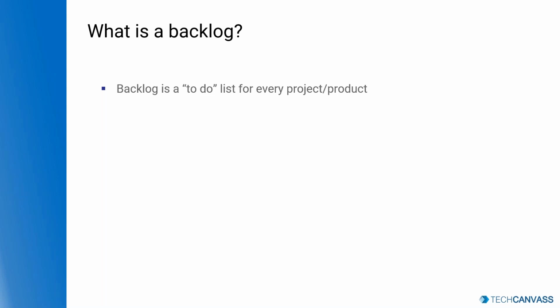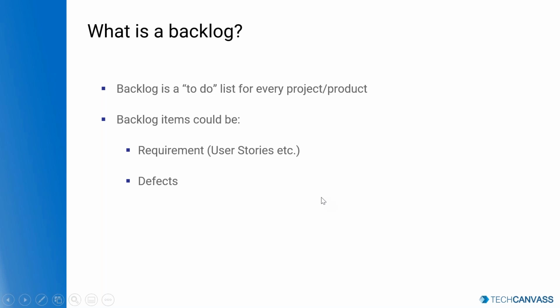If you're using Jira, in Jira also you can create backlog. You can keep on adding the user stories and tasks, and you can go to the backlog document and see all the tasks together. So the backlog can contain multiple things. It can contain requirements in the form of user stories or any other format. It can contain defects. It can contain change requests. It can contain any other items which you discover during the project.